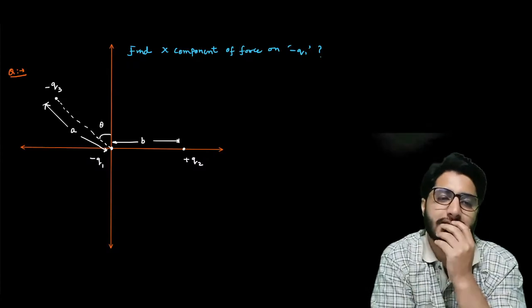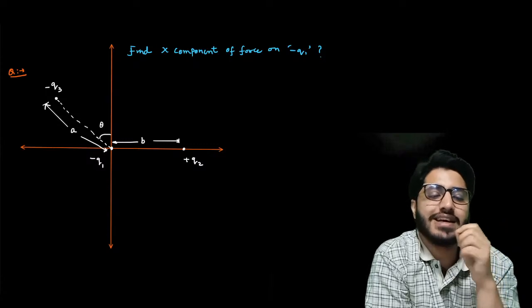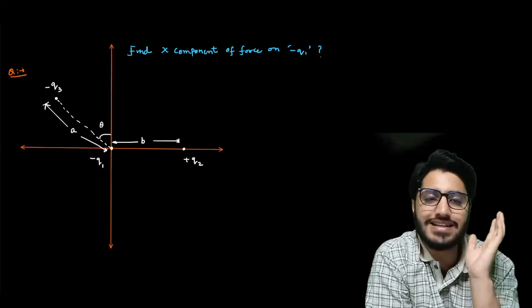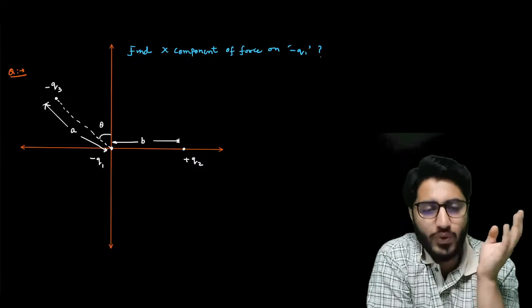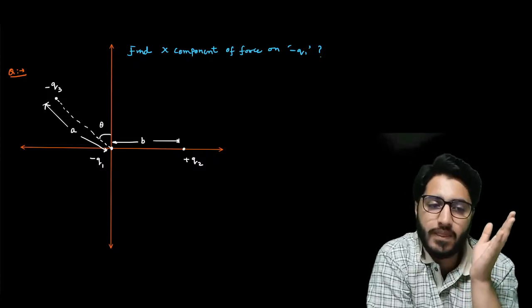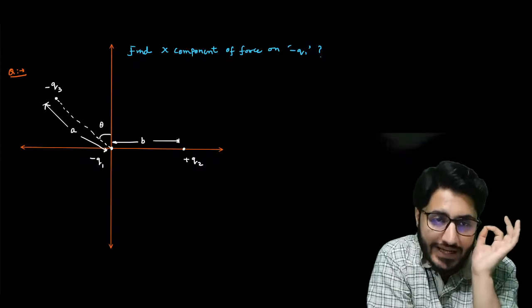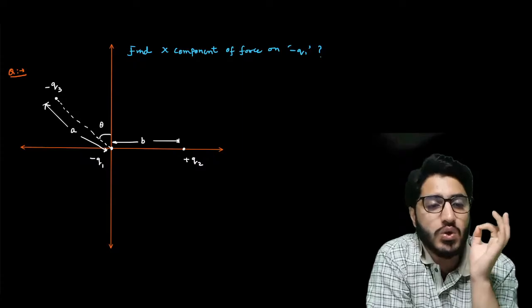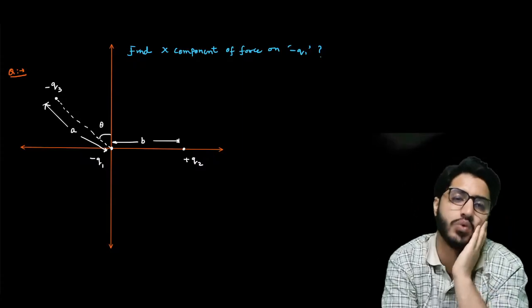So the numerical is to find the x component. We know that if there is any force between the x and y axis, that particular force will have two components, one in x and one in y. So in this particular figure, we have to calculate the forces on Q1, but only the X component. How can we do it now?